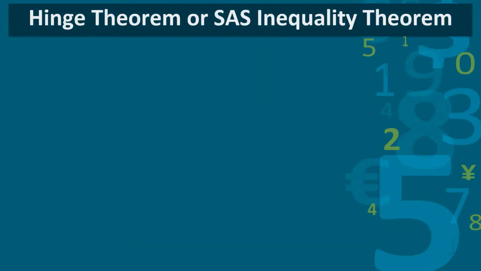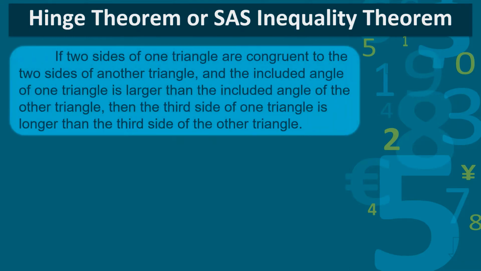Let's proceed to Hinge Theorem or SAS Inequality Theorem. It states that if two sides of one triangle are congruent to the two sides of another triangle, and the included angle of one triangle is larger than the included angle of the other triangle, then the third side of one triangle is longer than the third side of the other triangle.